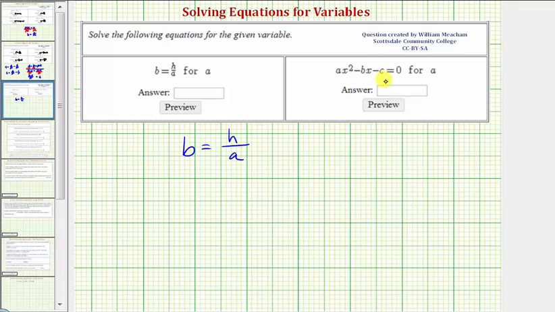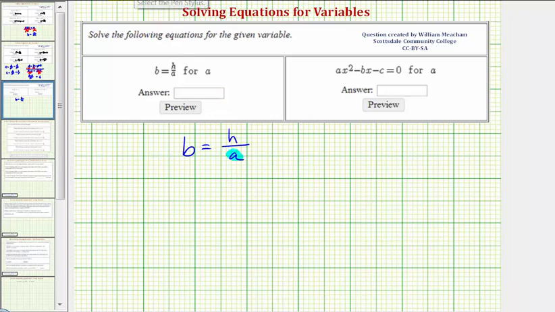Here we're given two equations and asked to solve the equations for a particular variable. Our first equation, we have b equals h divided by a, and we're asked to solve the equation for a. Notice in this case, we're trying to solve for a, but a is in the denominator, so we're not going to be able to solve for a until we eliminate this fraction.